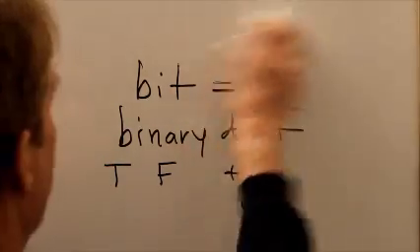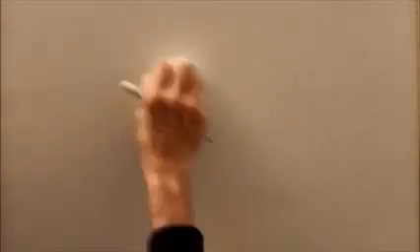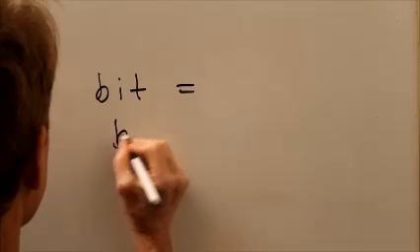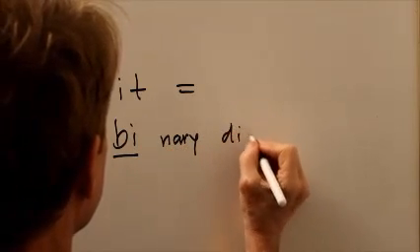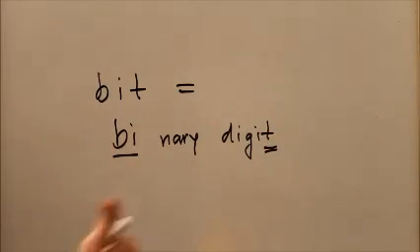So when you have binary data, by the way, the word bit, once again, is a contraction of the word binary digit. So the word bit, meaning binary digit, is the smallest possible unit of data you can have. You can't break it down into anything smaller.